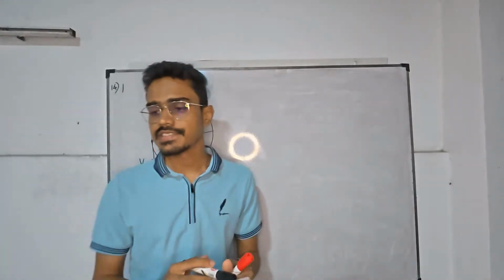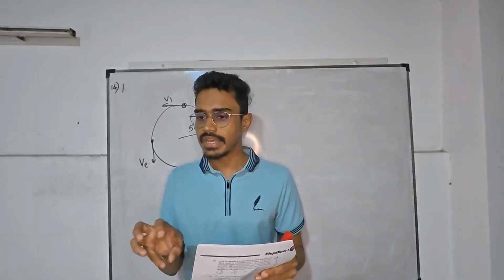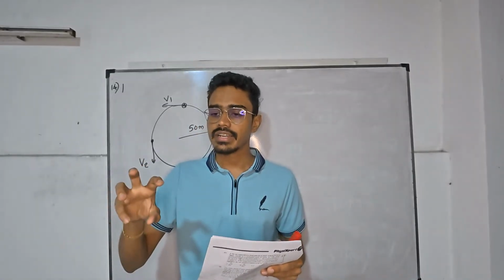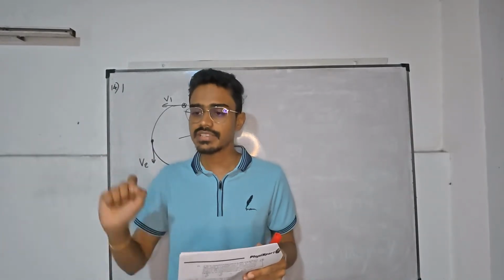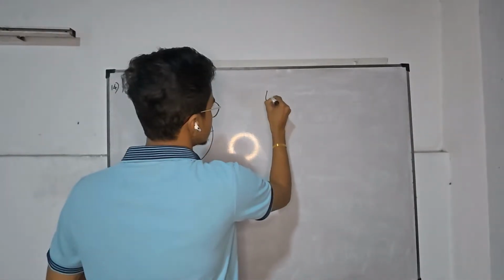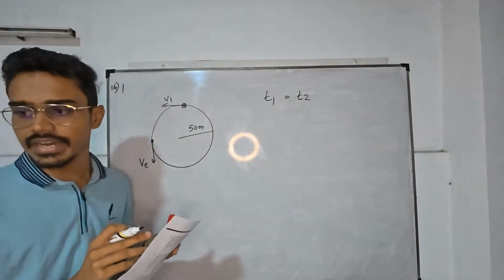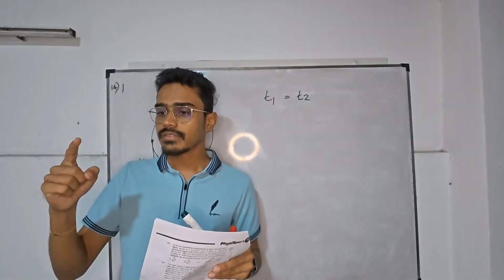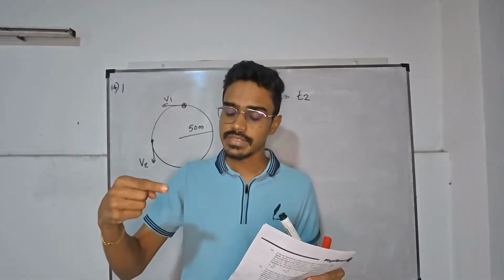So my target is this. By considering this given time data, I'm going to connect it with periodic time, and then I can connect it with omega. If omega is known, then V is known. So we can say these times are equal: T1 equals T2. Periodic time means the time taken for a complete cycle.